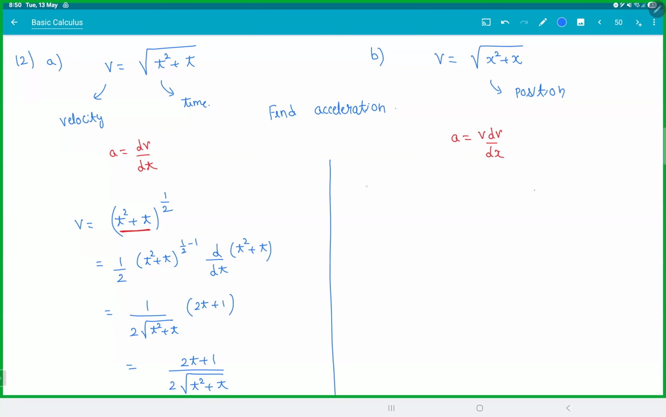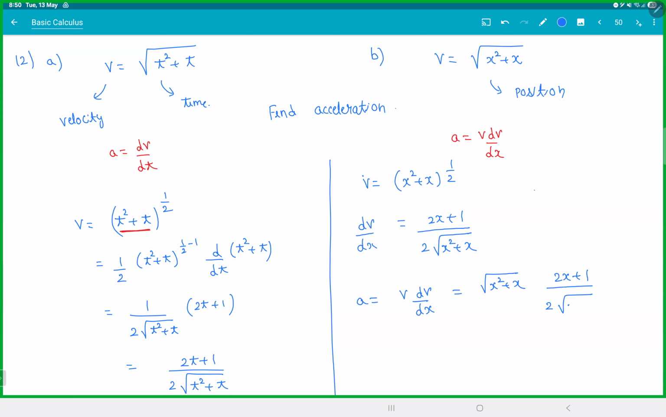This guy, first we will find dv by dx. So again, v is equal to (x square plus x) whole power half. If I do dv by dx, we can see from here directly the answer will be 2x plus 1 by 2 into root over x square plus x. But this is not the answer. This is v dv by dx. So v will be root over x square plus x, times 2x plus 1 by 2 into root over x square plus x. So this guy and this guy will cancel. We get 2x plus 1 by 2.